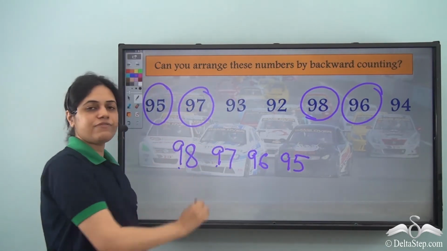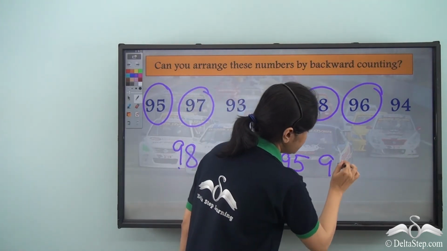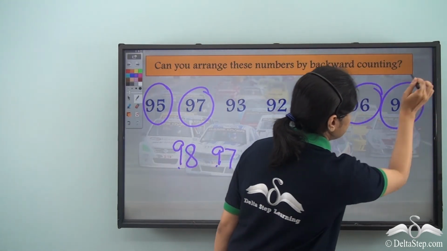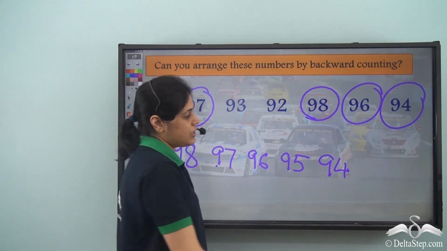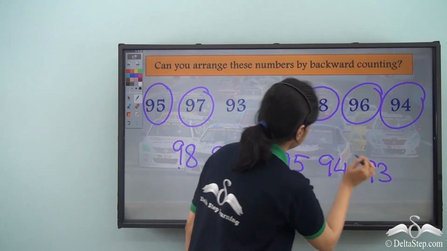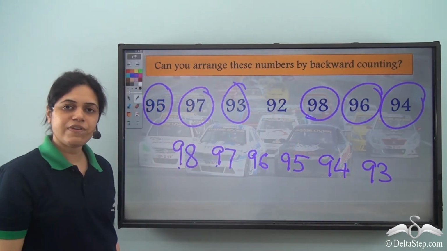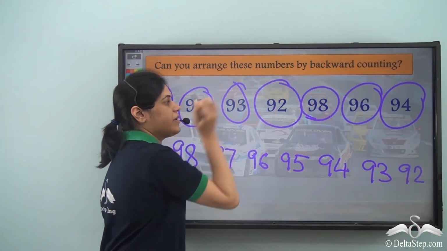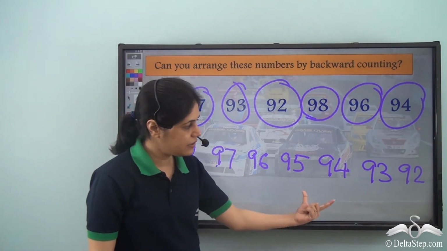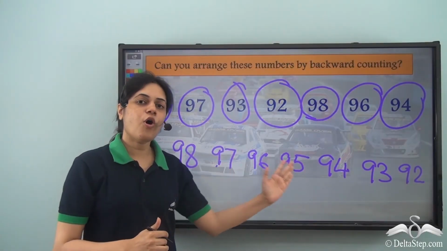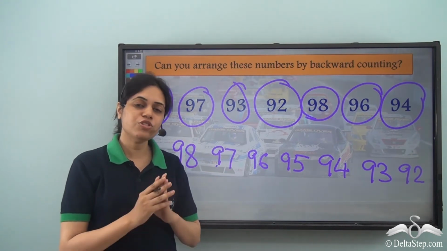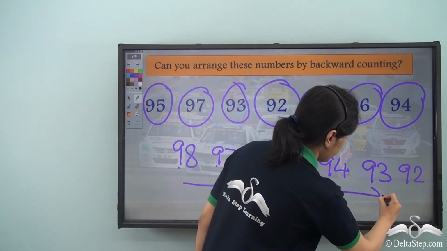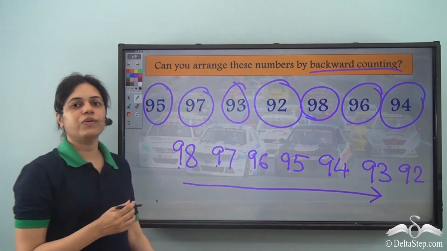So we have covered 95. Before 95, we have 94. So here 94 is covered. Then 93. So we have covered 93 as well. And then we have 92. We have covered 92 as well. And then, well, we have covered all the given numbers. So we need to stop right now. So these are the numbers arranged according to backward counting.